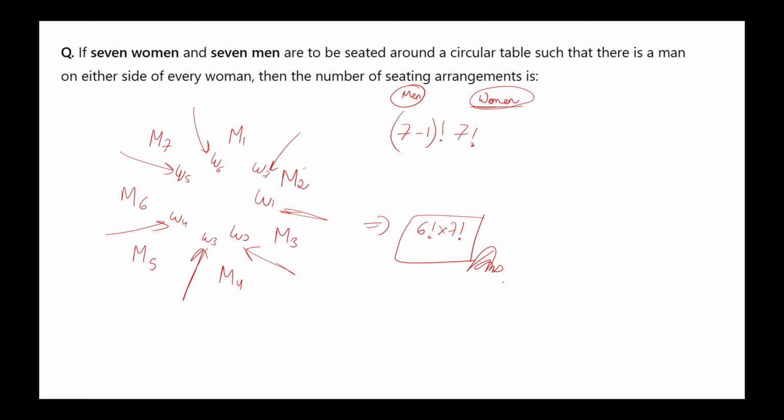Had these been the other way around, you could have solved this the other way also. You could have arranged the women first in a circle. That would have been 7 minus 1 factorial. And for men it would have become 7 factorial then.